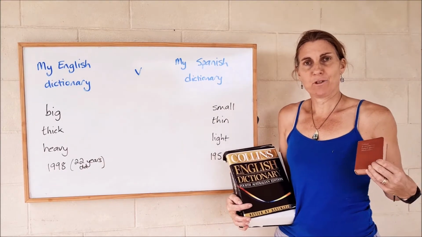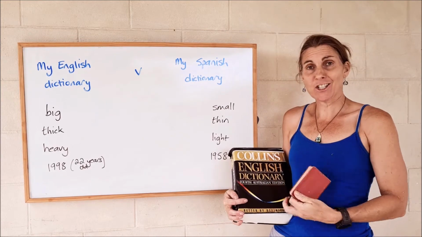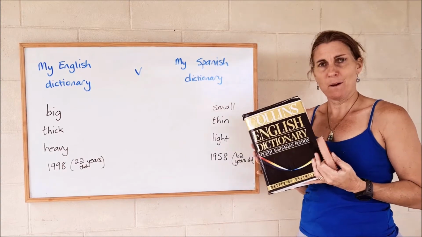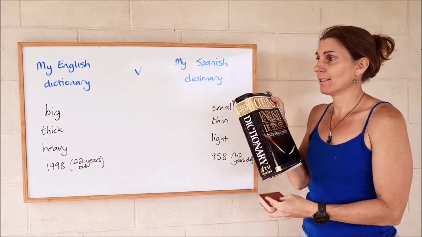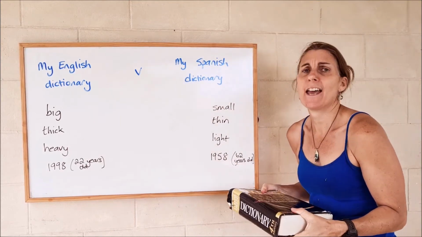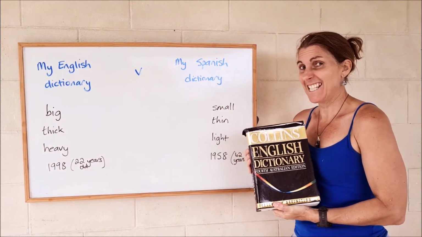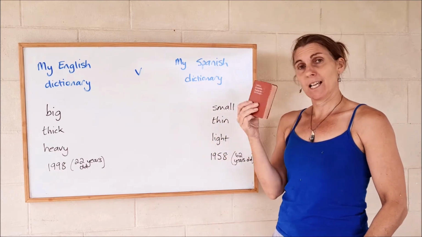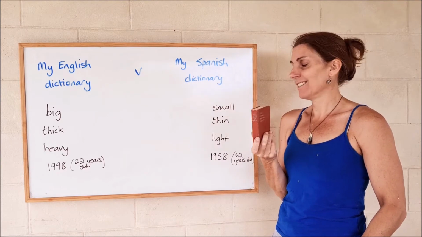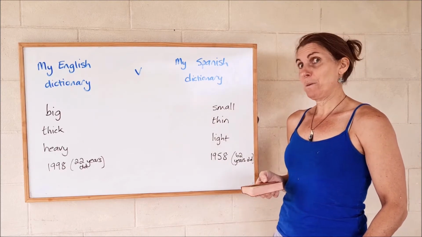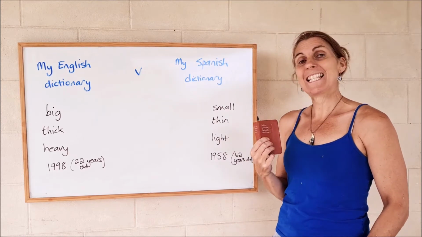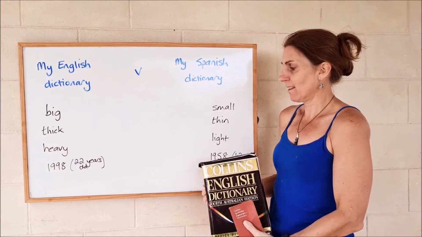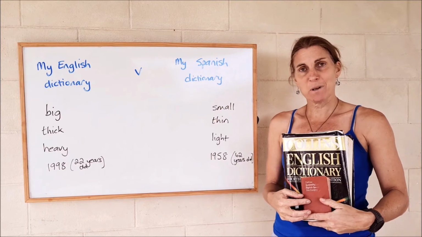Okay, I have two dictionaries to compare. This is my English dictionary and this is my Spanish dictionary. So what can we say about my English dictionary? It's big, it's thick, it's heavy, and it was printed in 1998, so it's 22 years old. My Spanish dictionary is small, it's thin, it's light, and it was printed in 1958, so it's 62 years old. So can we make some comparisons with my English dictionary and my Spanish dictionary?